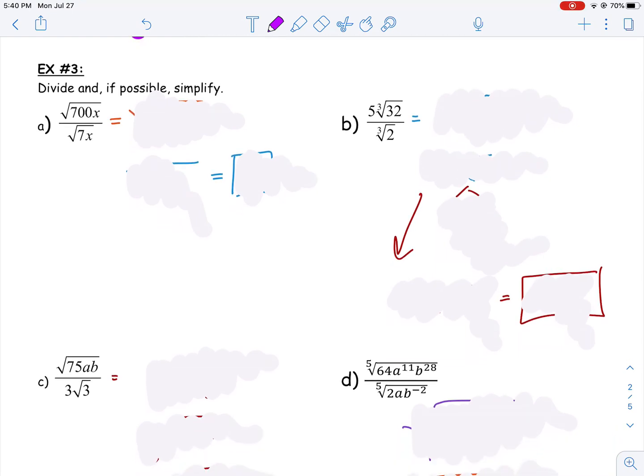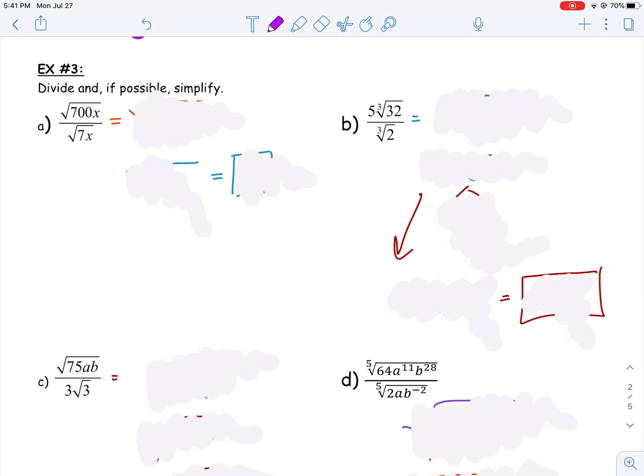Number 3 asks us to divide and, if possible, simplify. So you notice on example number 3a, I have the square root of 700x over the square root of 7x. And if I'm looking at that denominator, 7 really can't be broken down any more than it already is, and if I only have one lonely x, there's no groups of 2 that I can take out, so I can't do anything with this denominator. I might be able to do a little bit with the numerator, but what happens if instead of doing them separately, we combine them into one?